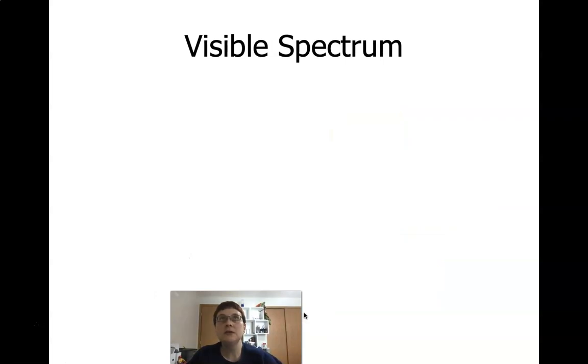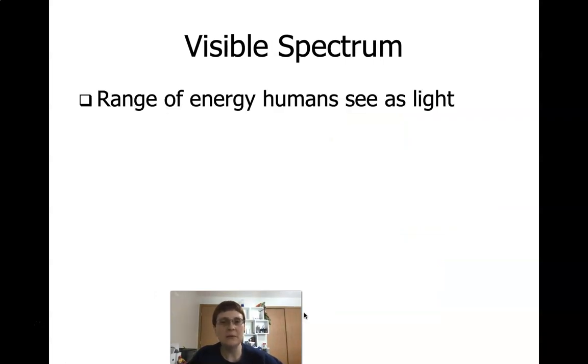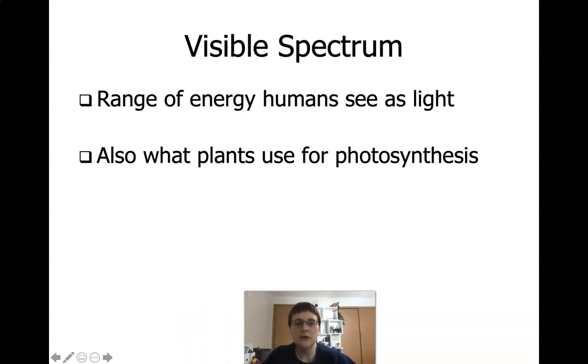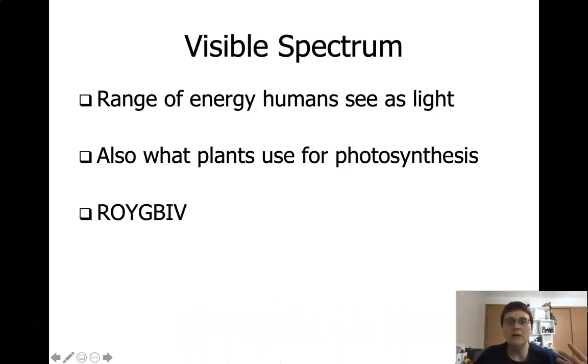So that visible spectrum is the part that we can see as light, but it's also what plants use for photosynthesis. You may have heard the visible spectrum referred to as Roy G. Biv for the colors that are in the spectrum. Obviously, it's a spectrum, so it ranges across all of the different colors, but red, orange, yellow, green, blue, indigo, and violet are the main ones.